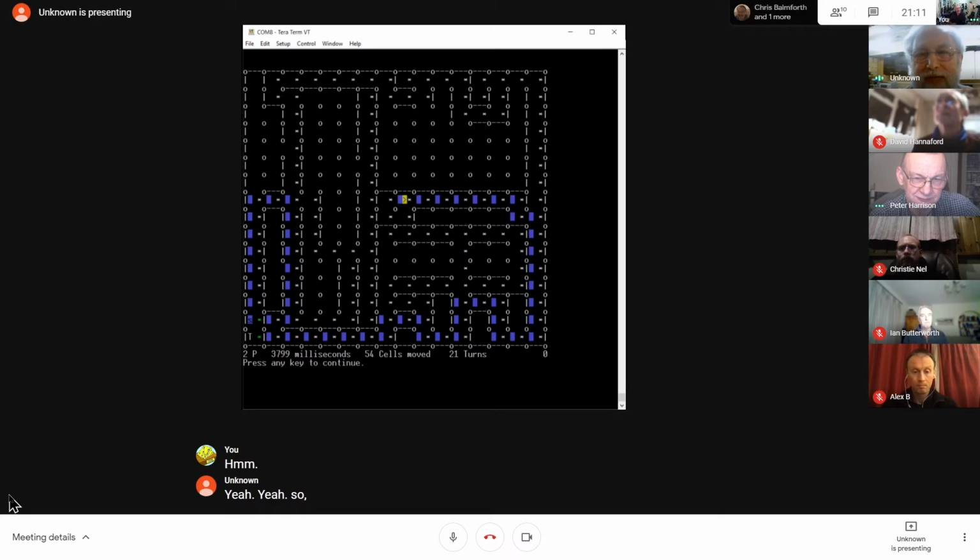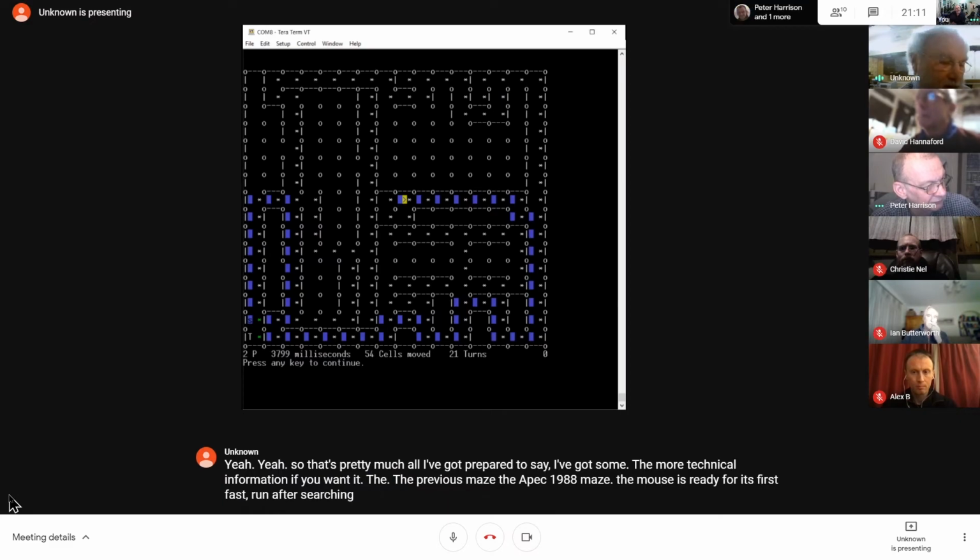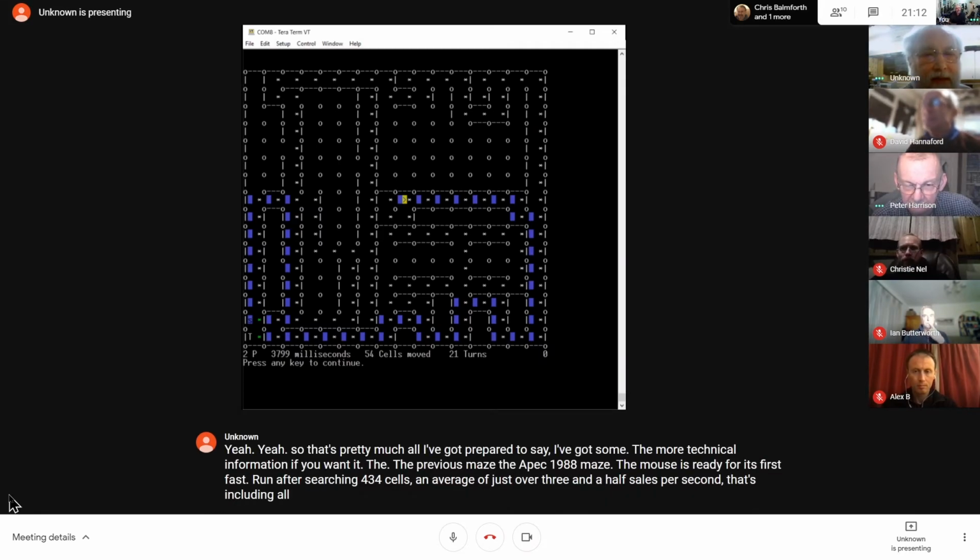So that's pretty much all I've got prepared to say. I've got some more technical information if you want it. The previous maze, the APEC 1988 maze, the mouse is ready for its first fast run after searching 434 cells, at an average of just over 3.5 cells per second. That's including all the printing. If you take all the printing out, you save something like 30% of the time.